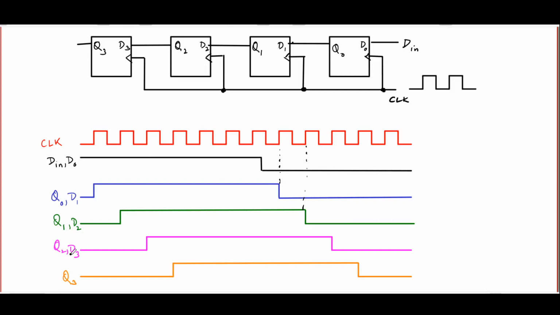The same occurs for Q2 and Q3, and in each case Q2 responds to D2 but only at the next clock edge. Q3 responds to D3 but only when the next clock edge comes along. So this signal keeps on shifting. That is what the shift register really does.